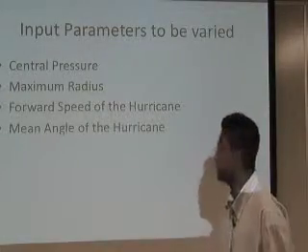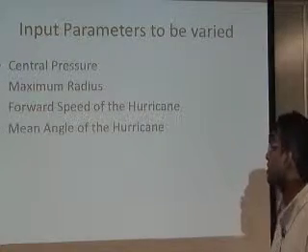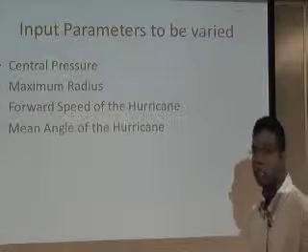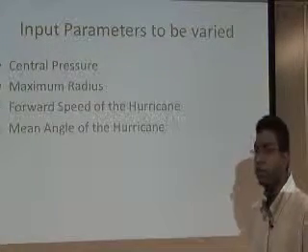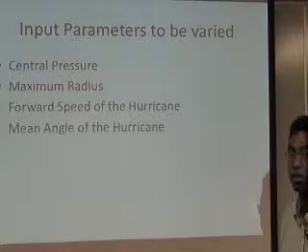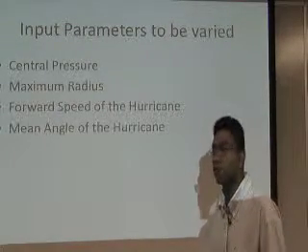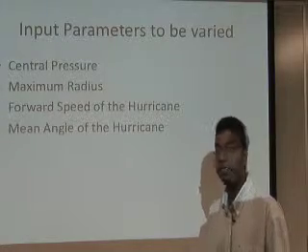We'll also be doing the runs by varying these parameters for each hurricane. Their central pressure, we'll be varying by about 10 or 20 millibars, the maximum radius of the hurricane, the forward speed of the hurricane, and the mean angle of the hurricane. We vary the angle by taking two tracks, 15 degrees to the right and 15 degrees to the left of the actual hurricane.